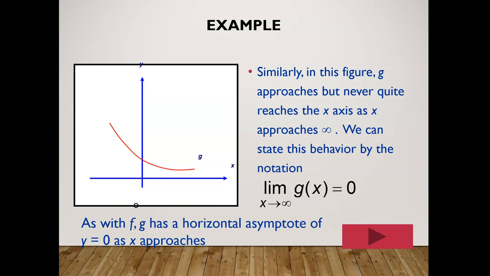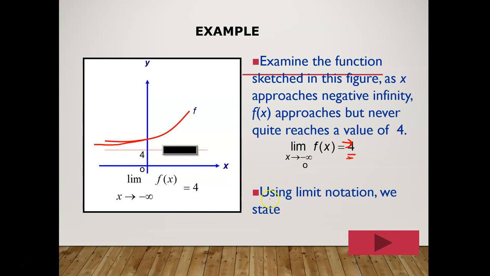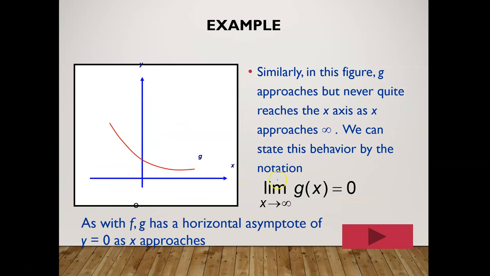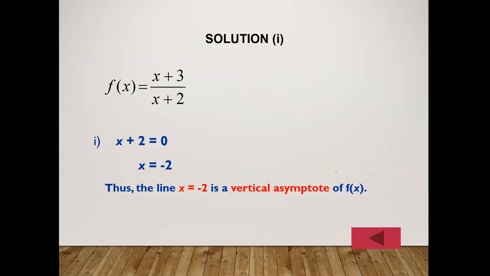Okay, this is also the same. Similarly, in this figure, g approaches but never reaches the x-axis as x approaches infinity. So we can state this behavior by the notation limit as x approaches infinity of g(x) equals 0. Just now, the limit as x approaches negative infinity equals 4. And this one, the notation is limit as x approaches infinity equals 0. Right? This is the solution just now.